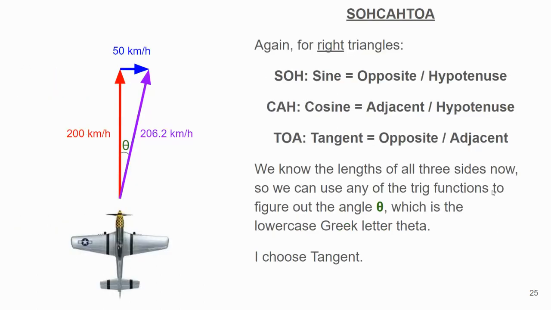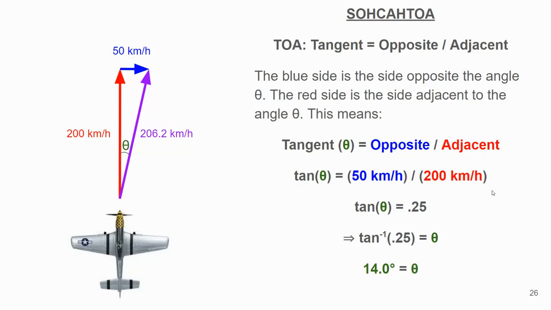Remember, a while ago, we started talking about this Mustang and trying to figure out this angle. Pythagoras gave us the purple side, 206.2 kilometers per hour. So at this point, we know all three sides of this triangle, and we're trying to figure out the angle. To do that, we just need to pick one of the trig functions and any two sides that go with it. We know all three, so we could use any of them. I did this using tangent. Tangent of an angle is the opposite over the adjacent.